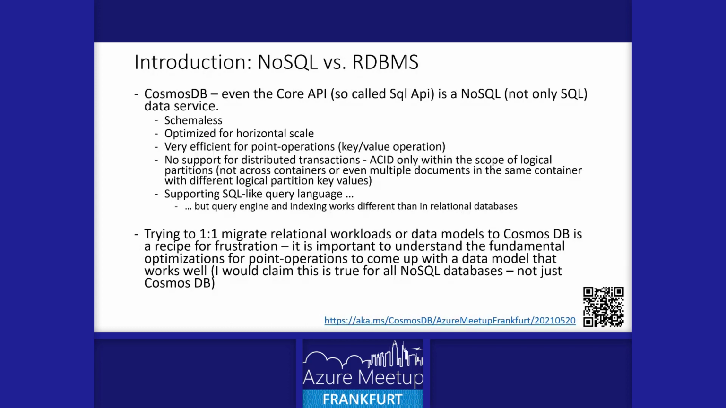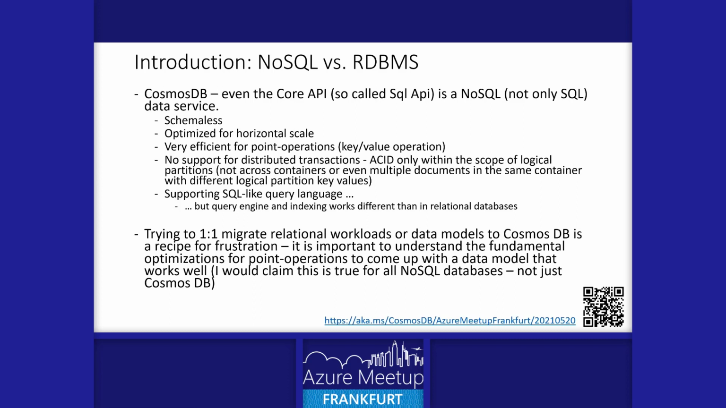One thing I wanted to call out in the beginning: the fact that we call our core API the so-called SQL API is because CosmosDB, like I mentioned, is a NoSQL database. We call it "not only SQL." That means we have a query language where you can basically use SQL to do queries against the CosmosDB database. But it's still a NoSQL database optimized for horizontal scale.